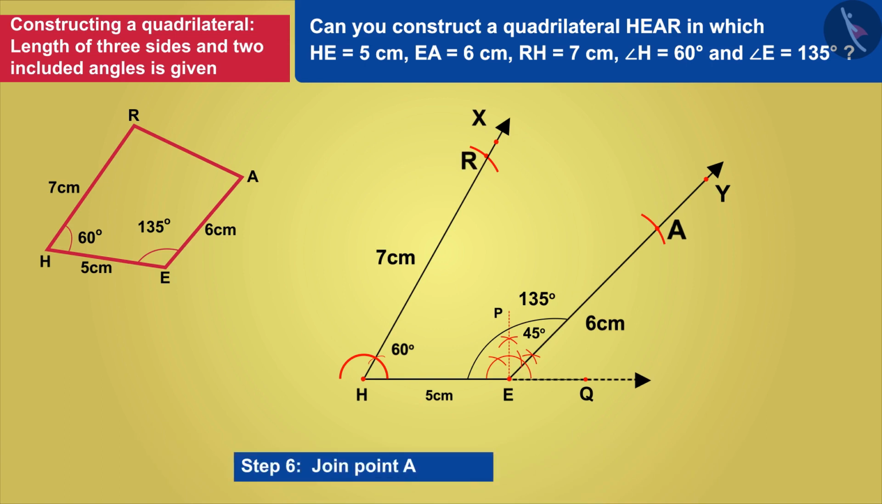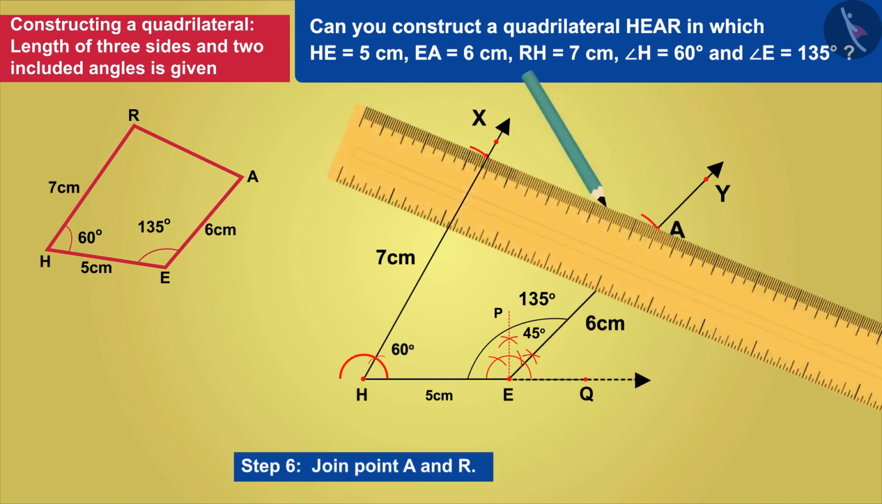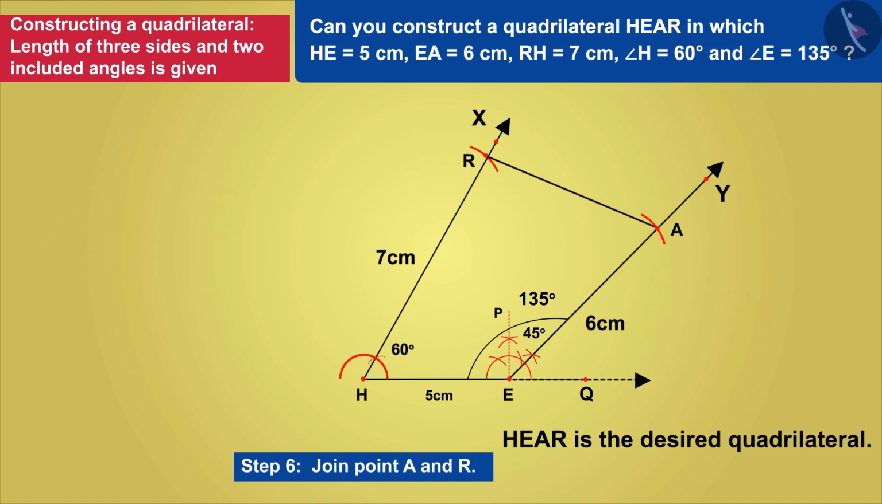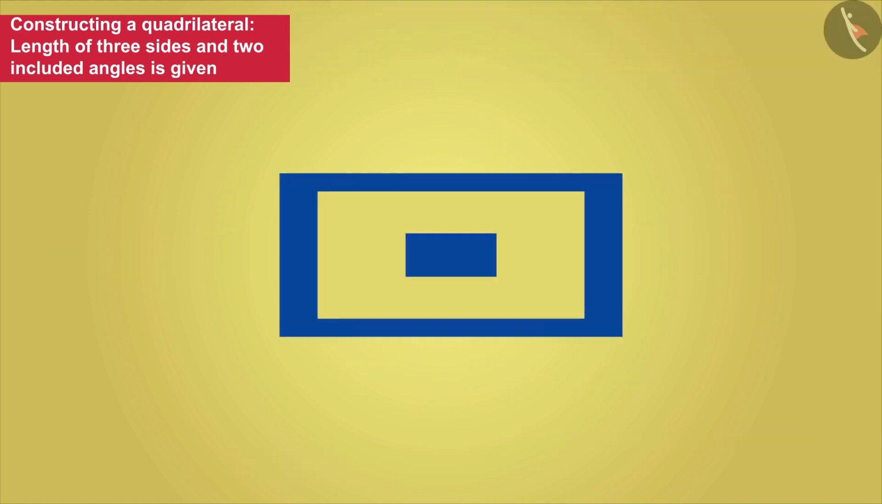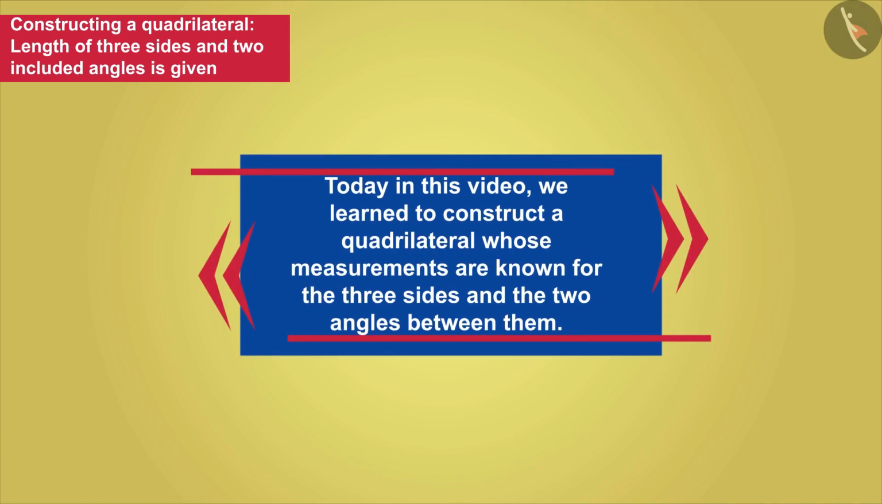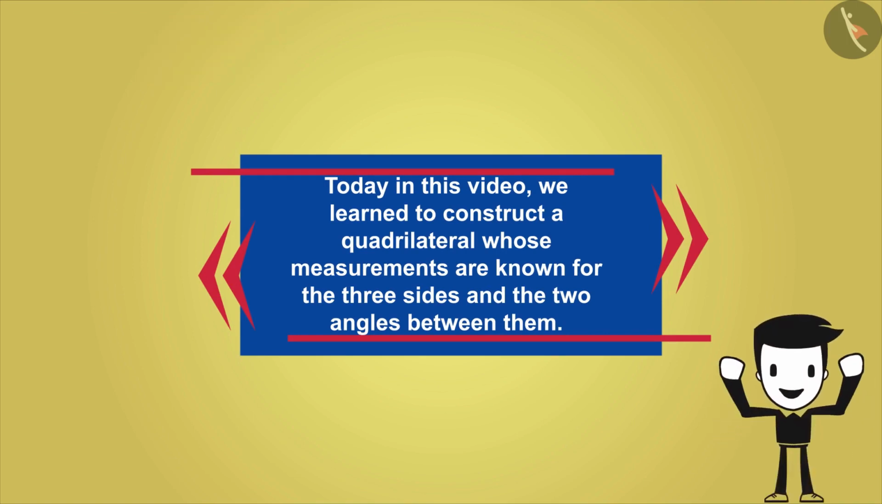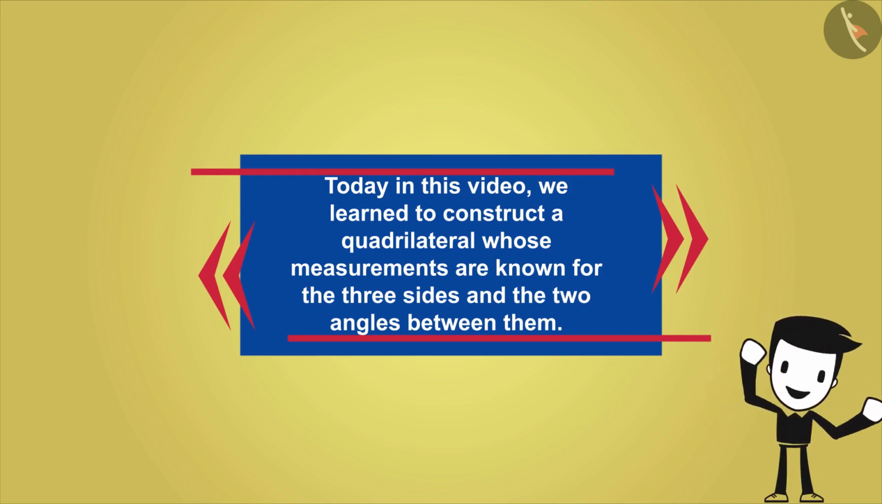By joining the points A and R, we get a desired quadrilateral. In this way, we created the quadrilateral HEAR from the given information. Today in this video, we learned how to construct a quadrilateral whose measurements are known for any three sides and two angles between them. In the next video, we will see some examples based on these.